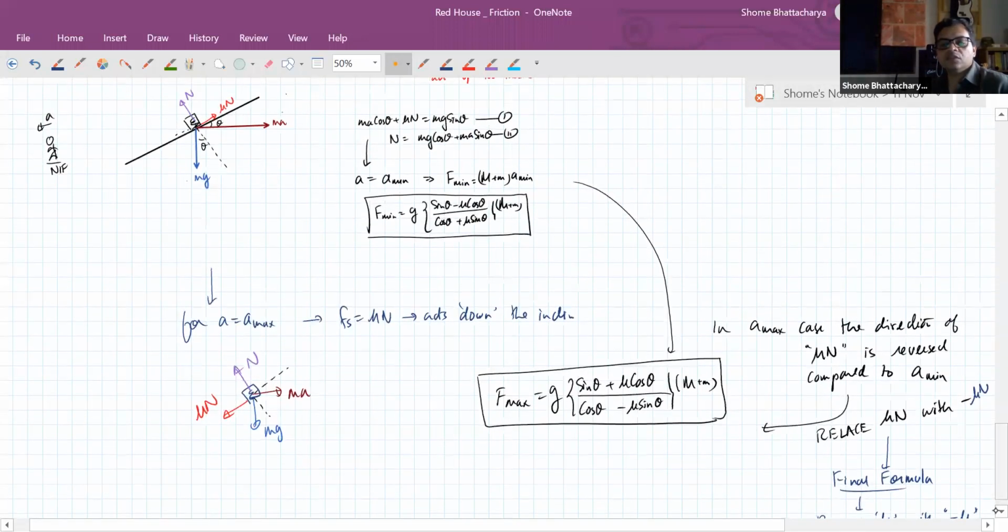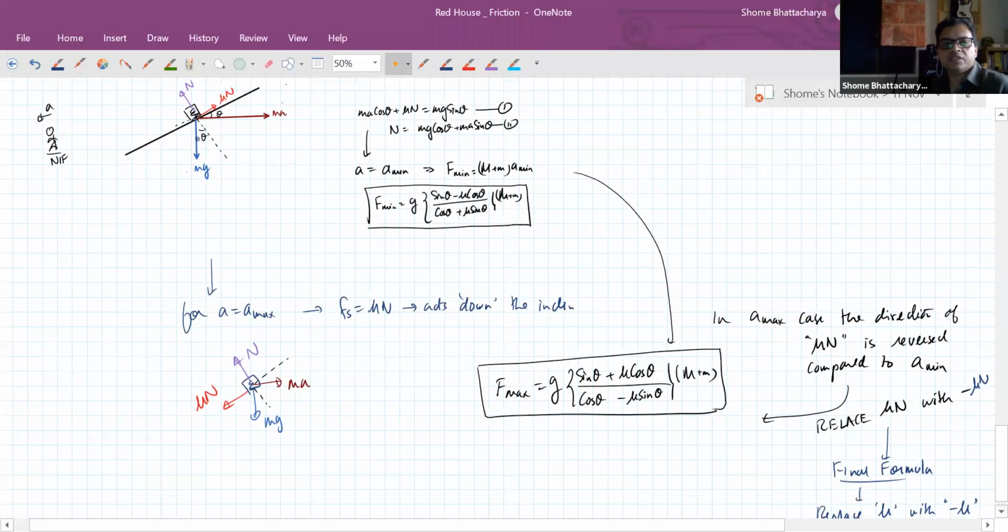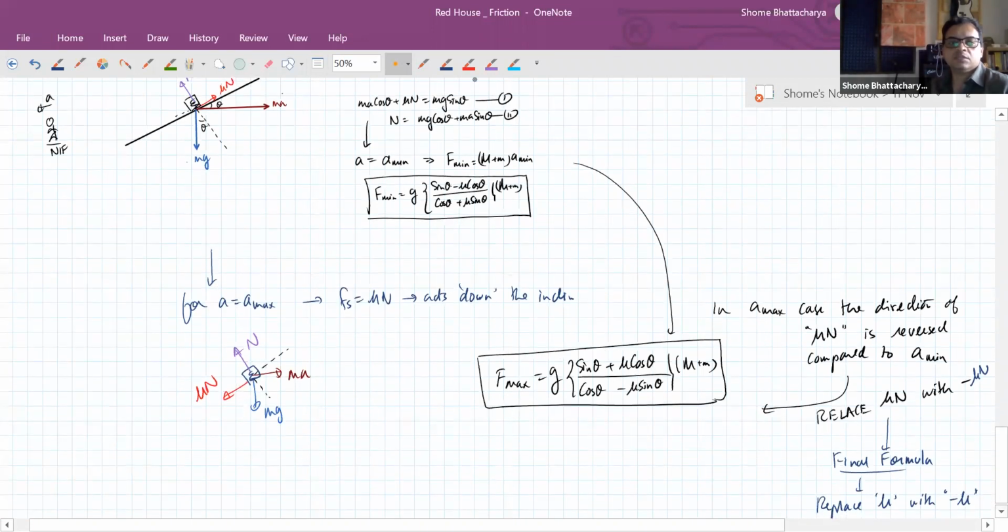So that is a little shortcut trick that I'm telling you, you can use. If you have already got the limiting condition on friction for friction acting up the inclined plane, then you can get the limiting condition for friction acting down the inclined plane from the same formula that you developed, but just replace mu with minus mu, because the direction of friction is getting reversed, the magnitude is remaining the same, it is mu N. So this can save you a lot of time.